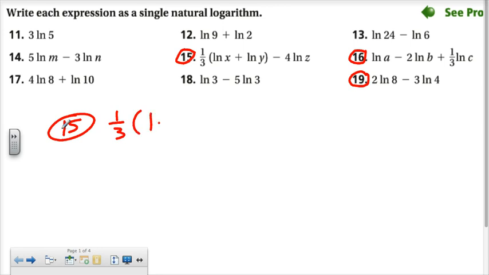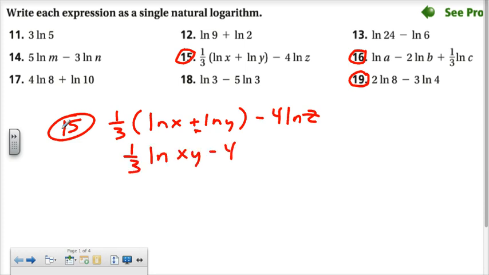And we have 1/3 and then we have parentheses. And that's to indicate that that 1/3, we quite frankly could distribute it through the parentheses, but we know we're going to put it back as a power anyway. So we might as well go ahead and do the parentheses first here. Addition in logarithm language is multiplication. So this will be 1/3 natural log of x times y minus 4 natural log of z. And then again, that 1/3 is actually a 1/3 power.